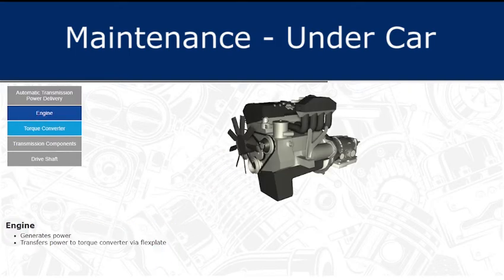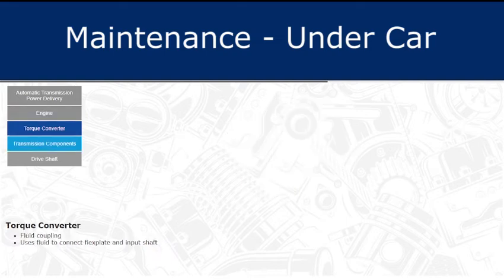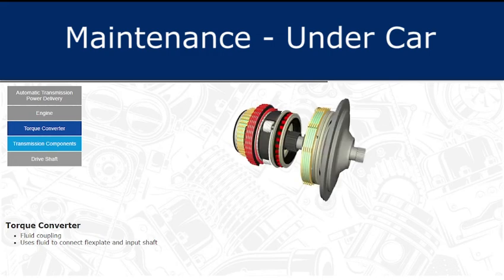The engine generates power and transfers it to the torque converter via the flex plate. The torque converter is a fluid coupling that uses fluid to create a power transfer path between the engine flex plate and the input shaft of the transmission. There is no physical connection between the engine and the transmission. The power transfer is done with just the fluid in the converter.